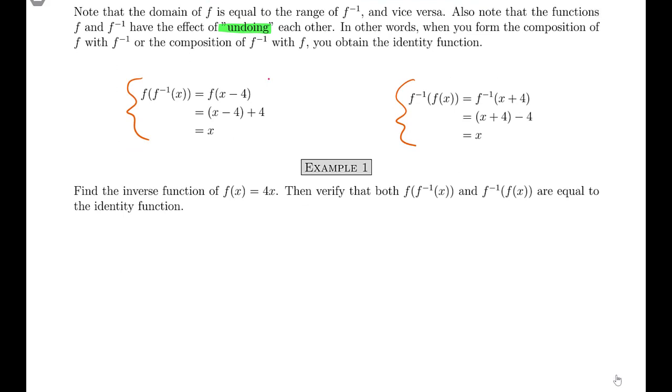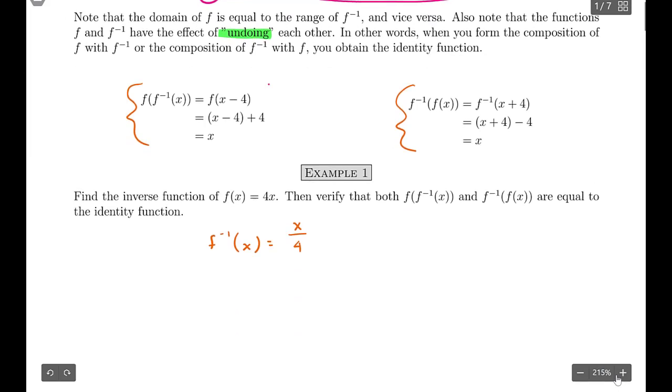For example 1, it says find the inverse function of f of x equals 4x, and then verify that both compositions are equal to the identity. So to simply undo 4 times x, we would do division, and so our inverse, and we're going to look at a more mathematical approach to this, but right now we're just talking about it in terms of how it works as undoing. So 4x becomes x over 4. That's its inverse.